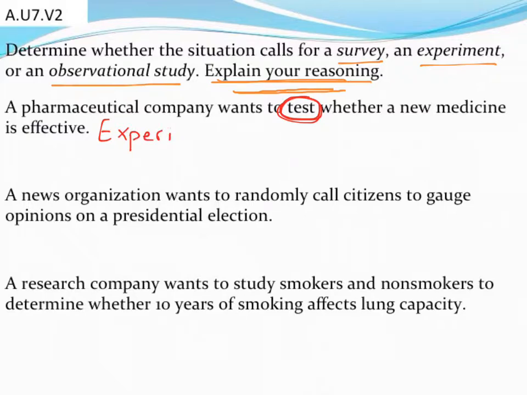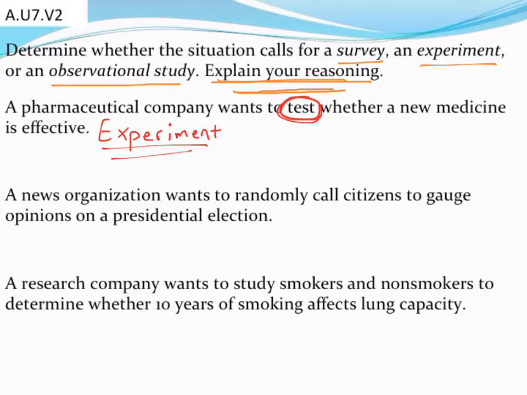I'll have a control group, I'll have an experimental group. One group will get the drug, the new treatment, one won't, and I'll go ahead and measure the results. So to me, in my opinion, I'm thinking experiment is going to definitely be the way to go to collect data here.